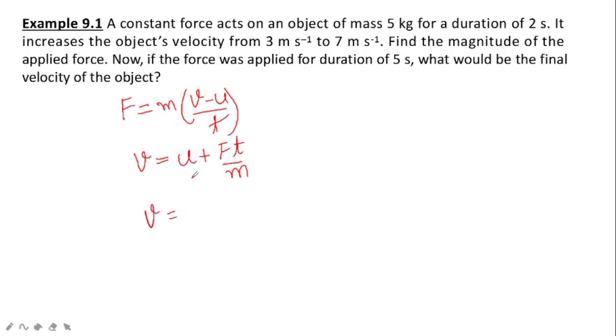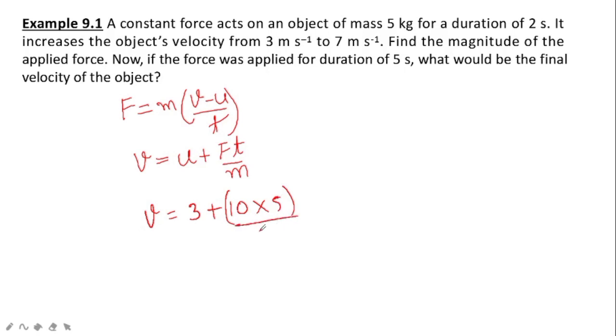So what is u value? u value is 3 meter per second. Plus, what is f? Just now we have calculated that, that is 10 into what is t. Remember the time is t2, that means the time is increased from 2 seconds to 5 seconds, so into 5 divided by m.